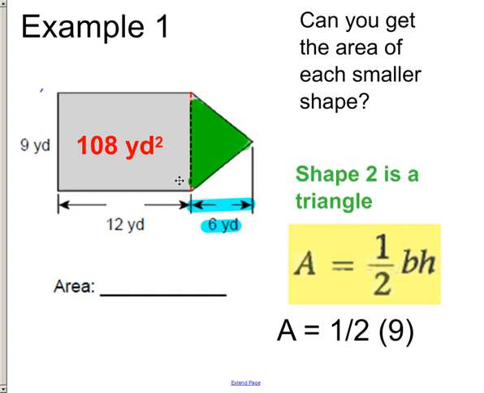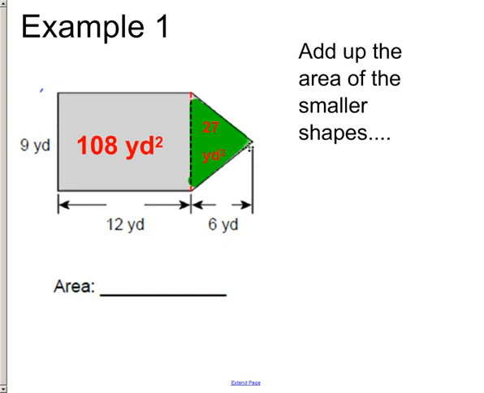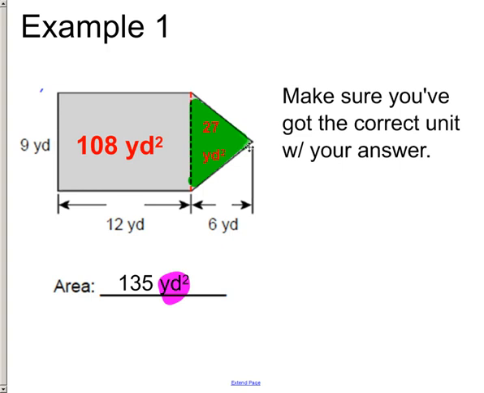Now, as far as the height, I see that from the bottom of the triangle to the top, if we turned our head sideways, this is 6 yards. So it would only make sense that from here to here would also be 6 yards. And so as a result, we could use that as our height. And now we could go through there and finish out the formula and find that that triangle has 27 square yards in it. And now after we do all that, add up your smaller areas. Find out that the whole shape is 135 yards, and don't forget to use the correct units, 135 square yards.